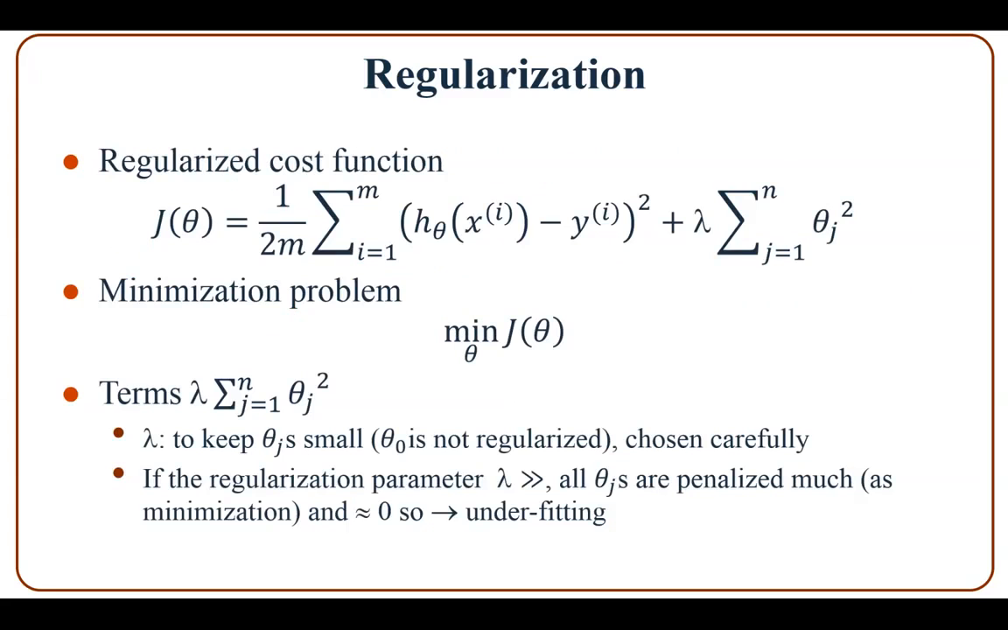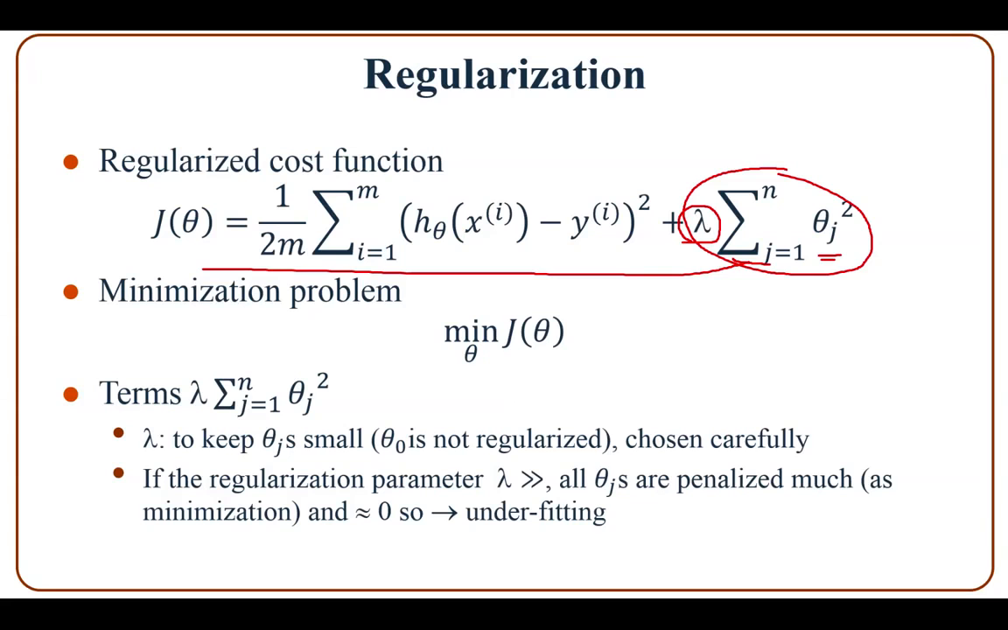So how can we reduce the parameters theta? Let's look at this. This is the new cost function, the regularized cost function, and you can see that we have a new term. This term is lambda times the sum of theta j squared, with j from 1 to n. So if lambda is chosen large enough, then the parameters theta j are reduced.